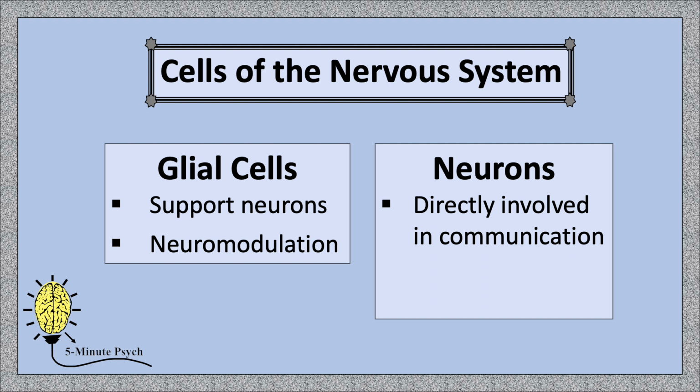Neurons, on the other hand, are directly involved in communication. They assimilate and transmit signals that they receive from many other neurons.